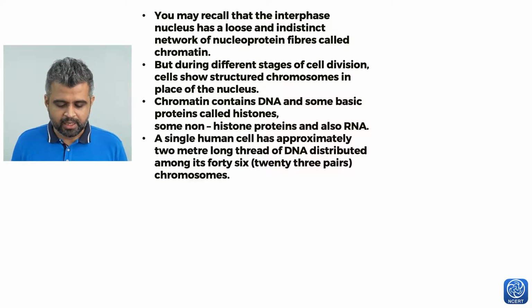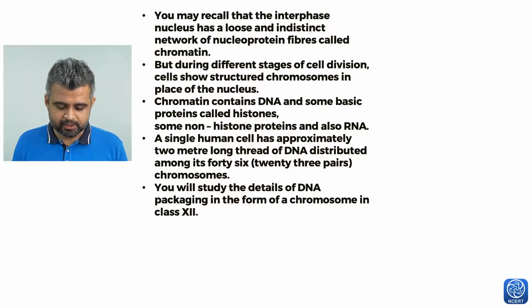A single human cell has approximately 2-meter long thread of DNA which is going to be distributed amongst its 46 chromosomes or 23 pairs. You will study the details of DNA packaging in the form of chromosome in class 12, which I have already done with you in great detail in the chapter of cell division. So you already know everything about chromosomes which is there in standard 12. You already know it while you are in 11th.